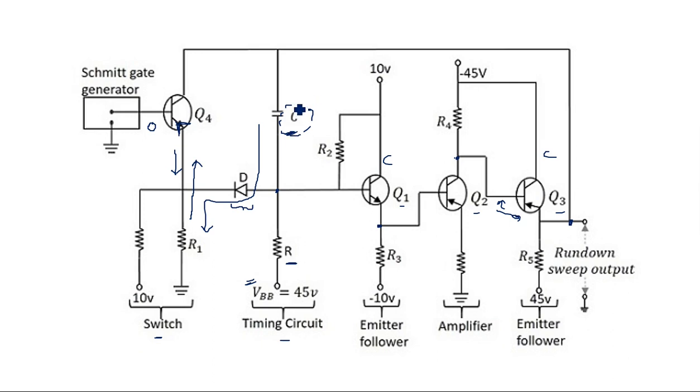In the next case, the Schmitt trigger gate goes to 1, and this transistor is said to be in the off state. When Q4 is in the off state, the diode is reverse biased and open circuited, so the capacitor charges. We are giving a voltage of 45 volts here, and here it is 10 volts. The capacitor charges like this, and as long as the capacitor charges, there is a linear increment in the output.